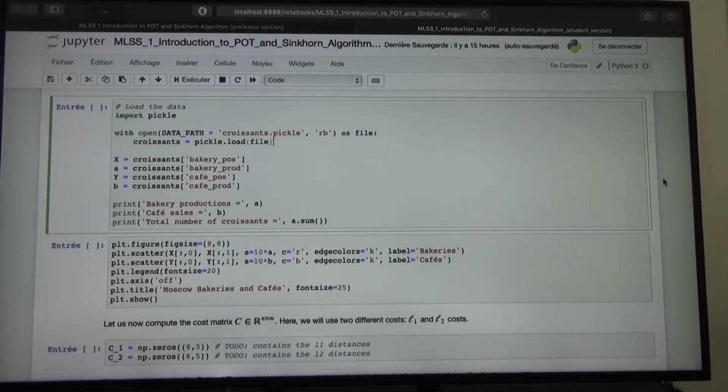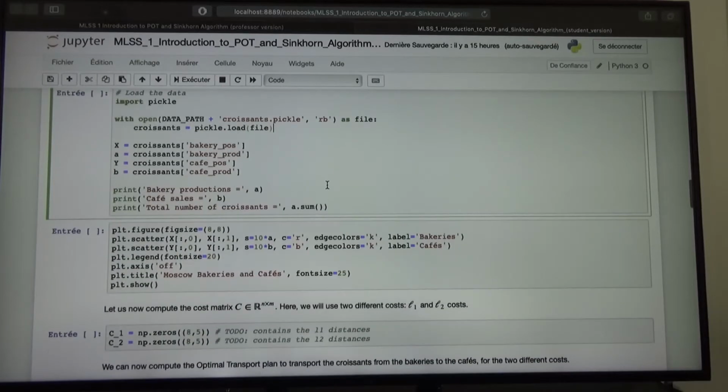And this data is given to you by those lines. So we just load the data croissant, and X will be the matrix of the position of the bakeries. A will be the production of the bakeries. Y will be the position of the cafés, and B will be the demand of the cafés. So in this whole afternoon, the first measure, the first weighted point cloud, we will always denote it by X with weights A, and the second one, the target one, will be Y with weights B. Okay, so that's just a notation here for the variables.